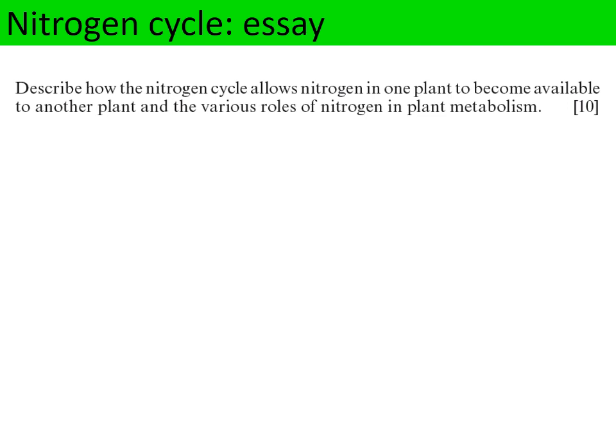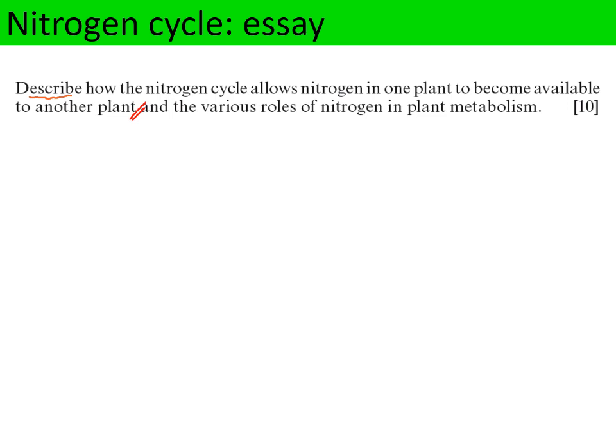Okay, so this slide shows a previous exam question. It's actually an essay question, and it said describe, so we're going to use examples where we can, how the nitrogen cycle allows nitrogen in one plant to become available to another plant. And then it says, describe the various roles of nitrogen in plant metabolism. So there's two main parts to this essay question that we could really think about. And the first one is up to this point here. So how does the nitrogen cycle allow nitrogen in one plant to become available to another plant?